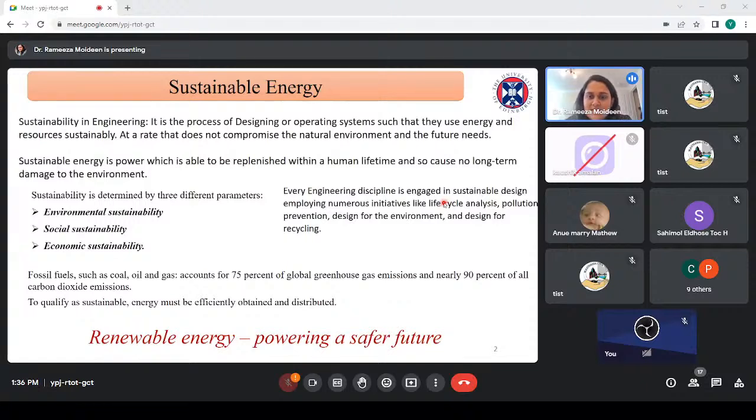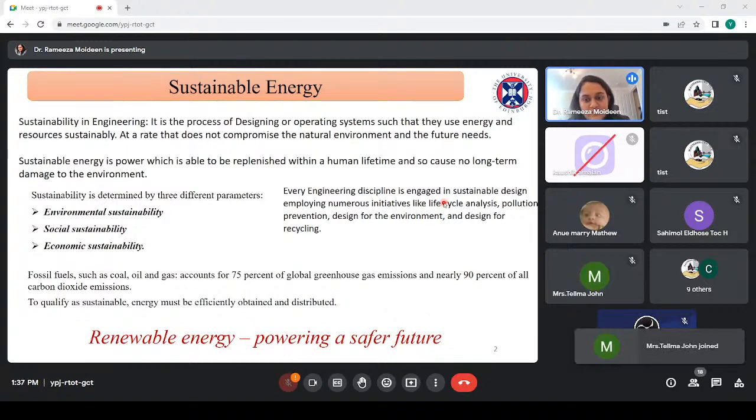Designing or operating systems such that they use energy and resources sustainably, so at a rate that does not compromise the natural environment and future needs. It is the duty of all engineers, in every engineering discipline, to engage in sustainable design by employing numerous initiatives like life cycle analysis, pollution prevention, design for the environment, and design for recycling.